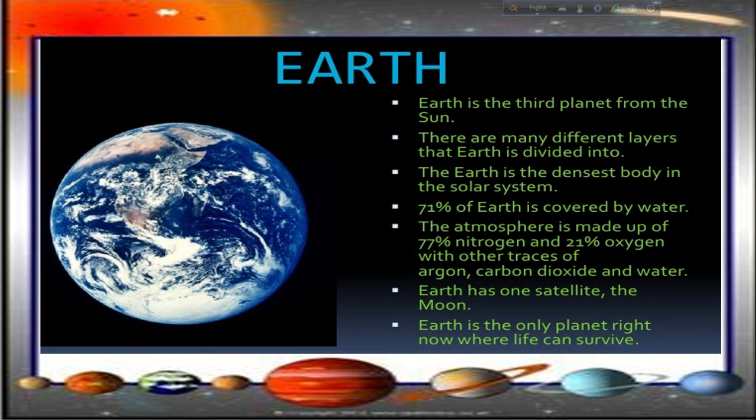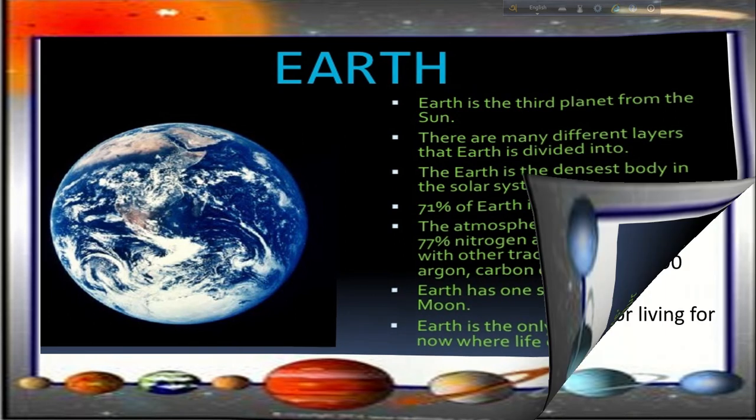So Earth is the third planet from the Sun. There are many different layers that Earth is divided into. The Earth is the densest body in the solar system. 71% of the Earth is covered by water. The atmosphere is made up of 77% nitrogen and 21% oxygen with other traces of argon, carbon dioxide and water. Earth has one satellite, that is the Moon, and Earth is the only planet right now where life can survive.